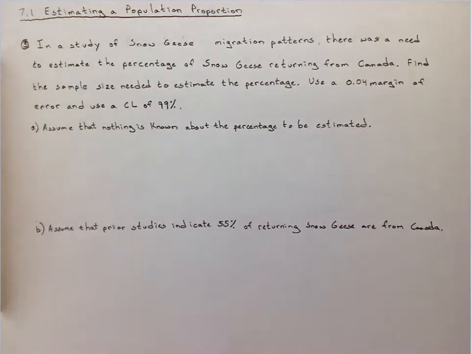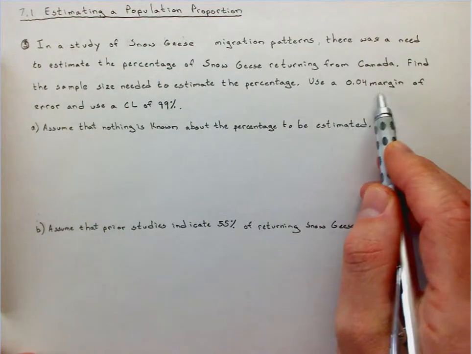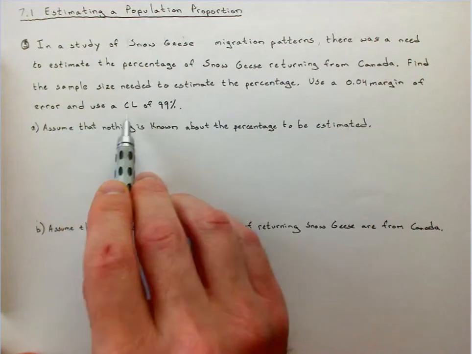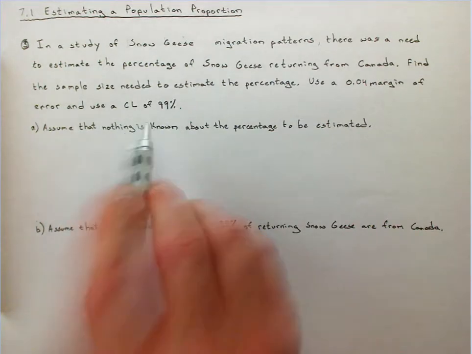Hey guys, last problem from 7-1 that we'll work on for homework, and this is where we're going to calculate the sample size. In a study of snow geese migration patterns, there was a need to estimate the percentage of snow geese returning from Canada. Find the sample size needed to estimate the percentage. They want us to use a 0.04 margin of error and a confidence level of 99%.